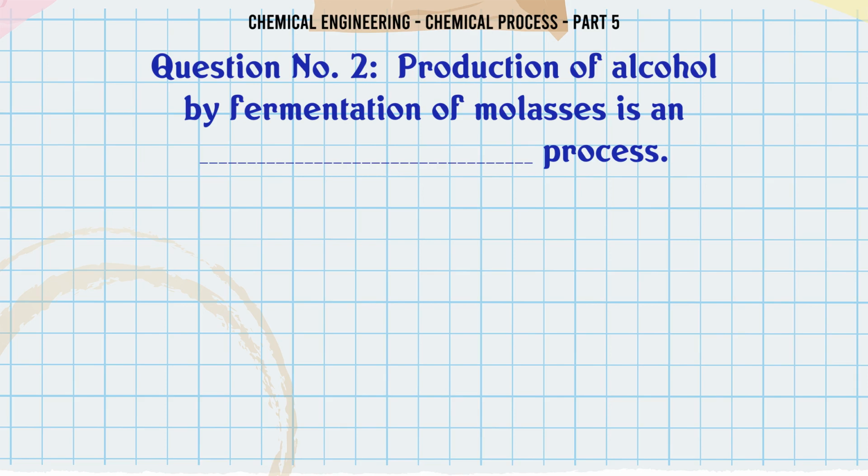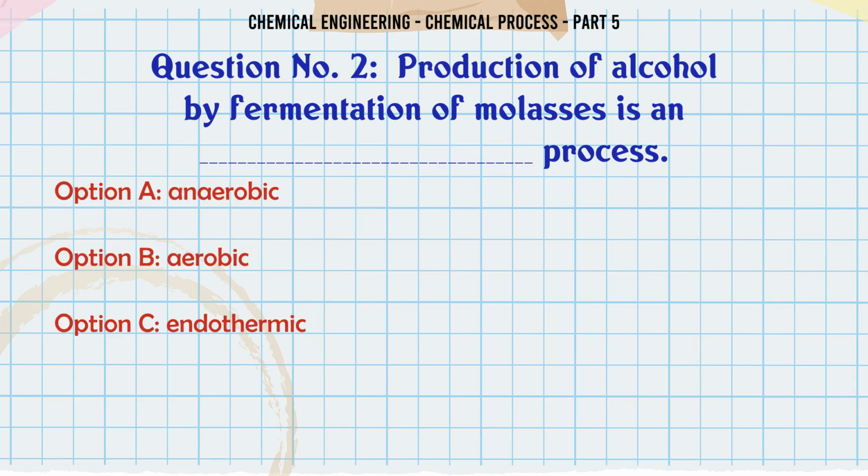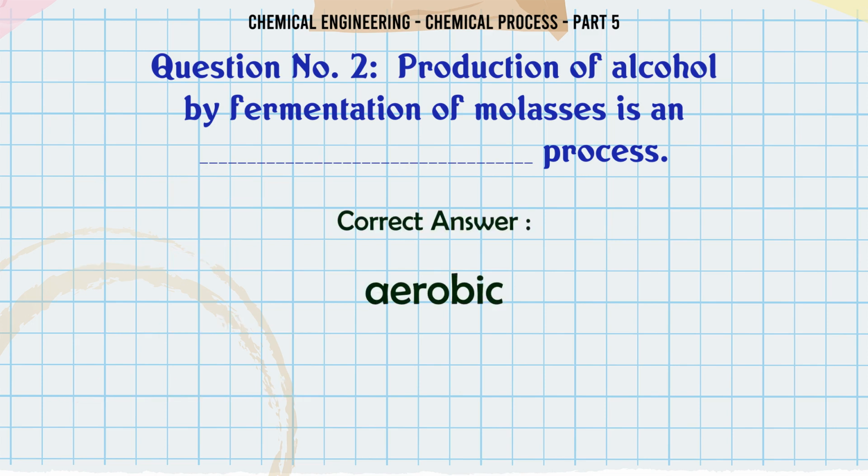Production of alcohol by fermentation of molasses is an process. A. Anaerobic, B. Aerobic, C. Endothermic, D. both A and C. The correct answer is aerobic.